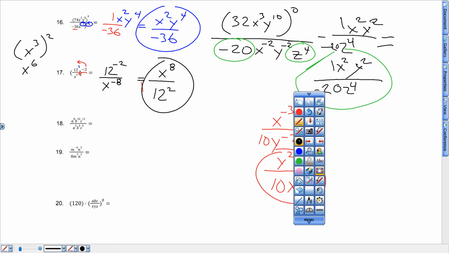Let's give you 14 over x to the third, and I'm going to have you raise that to the -3 power. Good. Multiplying both numbers by -3: -3 times 3 and then -3 times 1. Good. 14 to the -3 power, x to the -9, perfect.